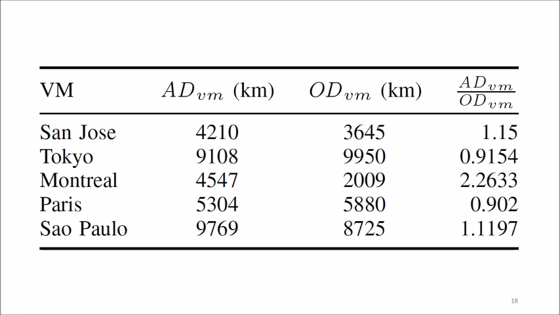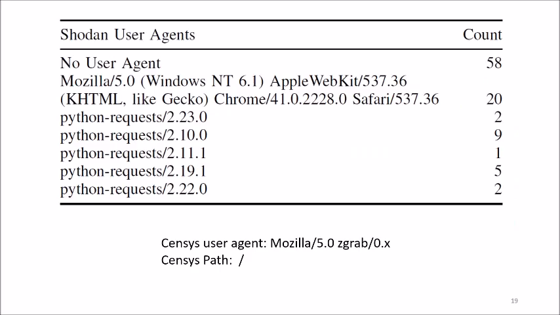Upon further investigation, we found out that the anomaly with the Montreal VM is due to a nearby Shodan scanner being responsible for more traffic that is being sent to all VMs than other Shodan scanners are responsible for. We believe that Shodan does not base its scanning on the proximity of the virtual machines. We analyzed the HTTP GET requests from Censys and Shodan. This table shows the user agents that Shodan used when requesting a resource from the HTTP service. Censys always used a constant user agent and the path /.